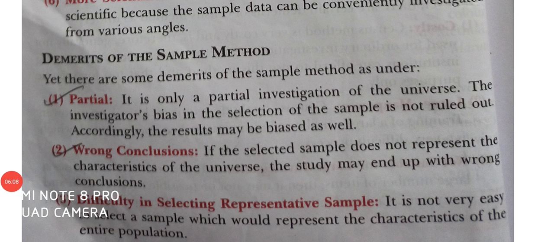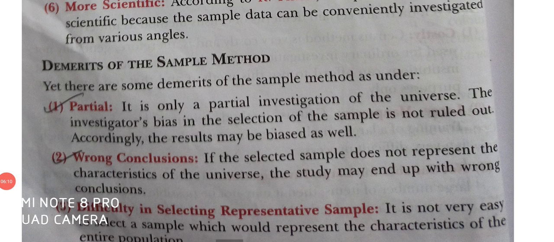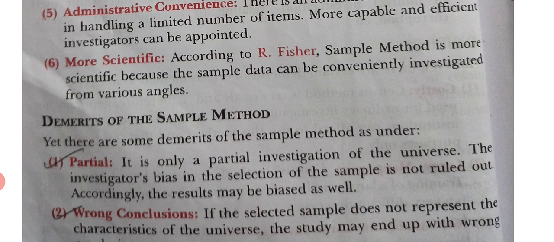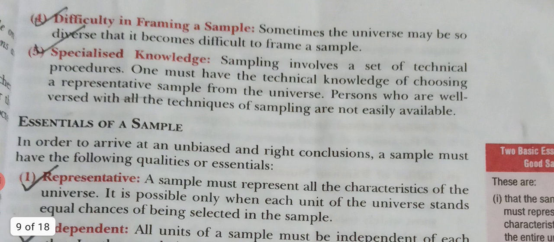Next is difficulty in selecting a sample. It is very difficult to select the sample because sampling techniques are required. The sample should be selected in ways that represent the diverse groups. If the sample does not represent the diverse groups, the conclusions that we draw will be wrong. Next is difficulty in framing a sample. How many items should be there in a sample? It is very difficult to frame a sample.